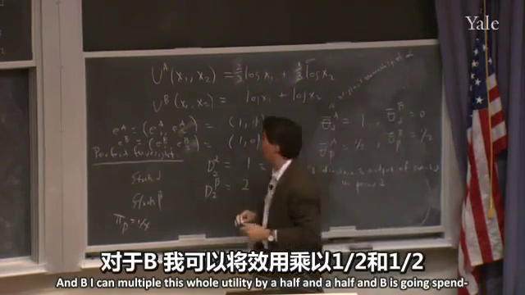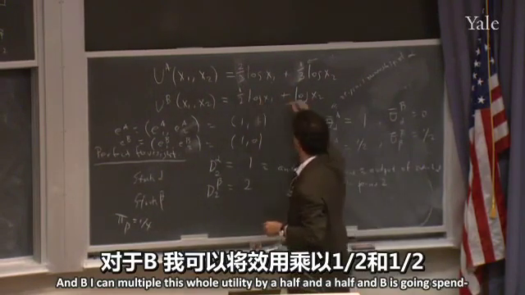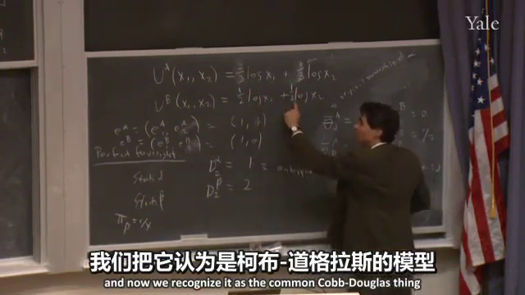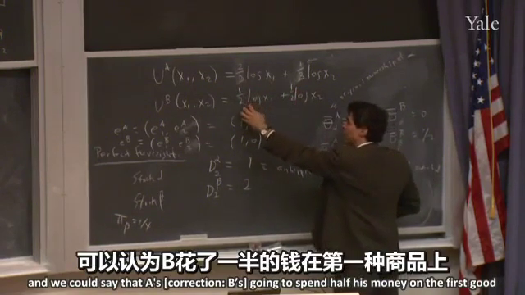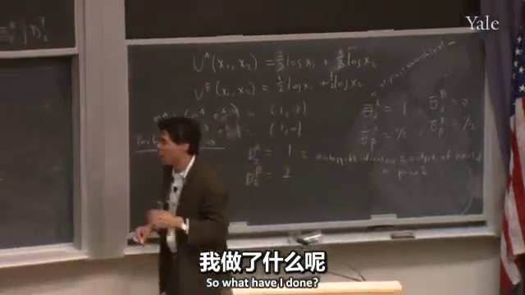Okay? And B, I can multiply this whole utility by 1/2 and 1/2, and now we recognize it as the common Cobb-Douglas thing, and we could say that B is going to spend half his money on the first good and half his money on the second good. Okay, so what have I done?